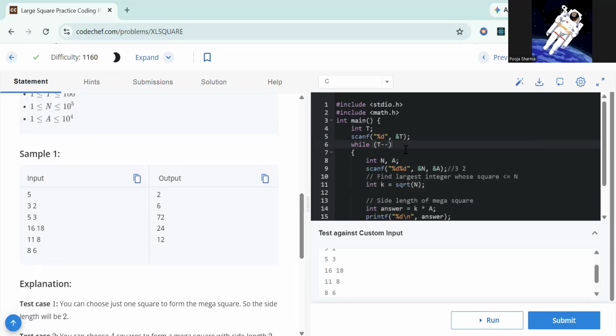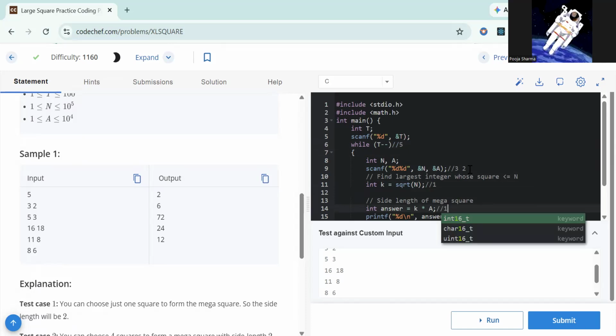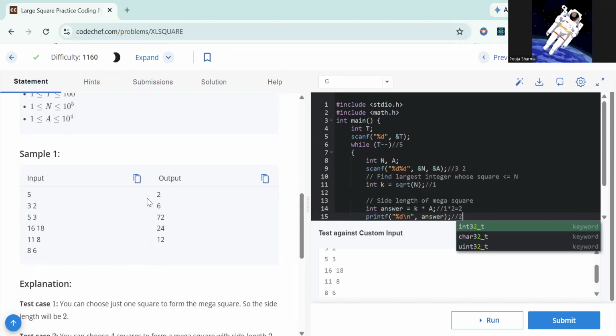Let's come here and see. I have to enter the t value as 5. Then the n value is 3 and a is 2. When you enter n 3 and a 2, what is the square root of 3? It will give you 1.7 something, and since it's an integer, it will take only 1. Then k value is 1, multiplied by a, that is 2, which will give you 2. So the answer is 2. Can you see the answer? Yes, the answer is 2.